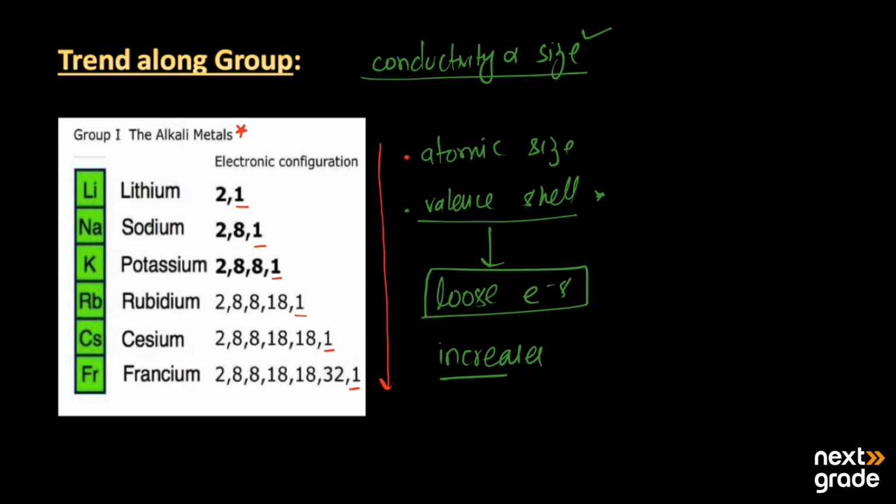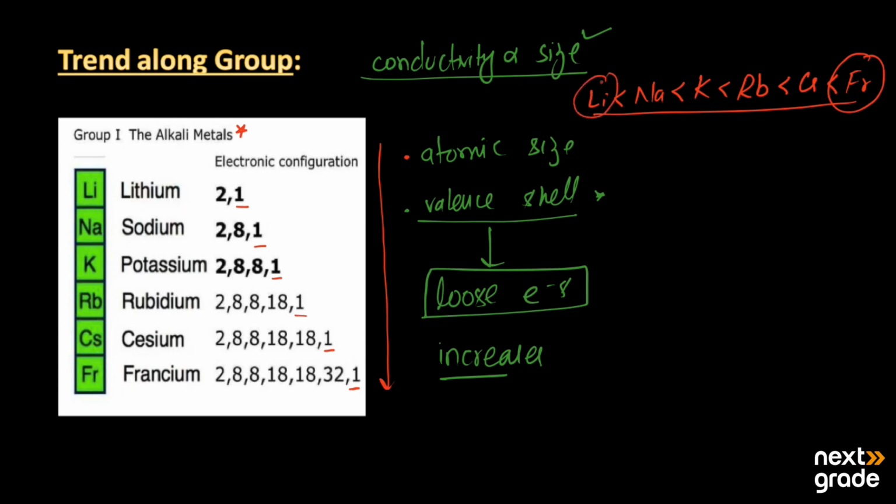On the other hand, we can also write their trend as: lithium has less electrical conductivity than sodium, sodium has less than potassium, potassium less than rubidium, rubidium less than cesium, and cesium less than francium. So the most conductivity will be of francium and the least conductivity will be of lithium.